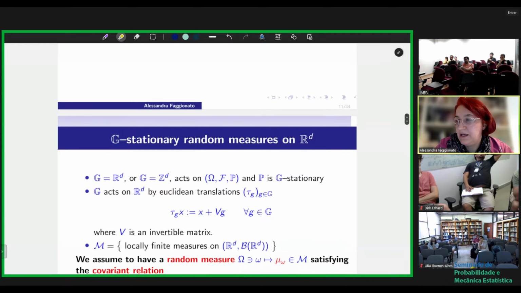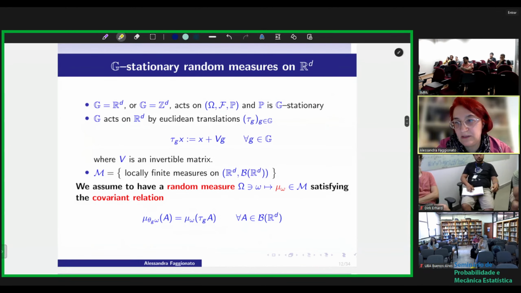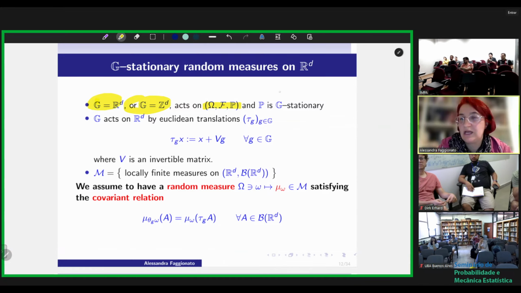Okay, now let's start. The setting is the following. Let us start from scratch. Again, I have actions, but now I have two actions because I have R^d, a space on which I have translations. G is given by R^d or Z^d, the abelian groups, and let us suppose it acts on a probability space (Omega, F, P), and that the action is stationary. On the other hand, as I mentioned before, the group G acts on R^d by Euclidean translation. So let us fix an action.